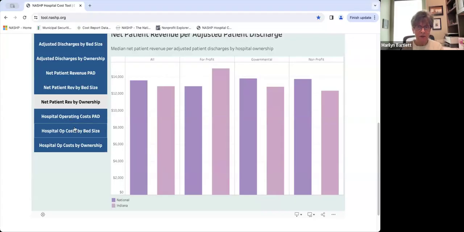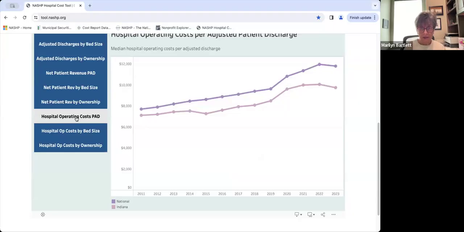Now we move into the other side of the equation, which is costs. This is interesting because you'll see Indiana's cost is lower than national. There are 116 hospitals in this analysis. Now you can click on any year and get a little bit more detail.